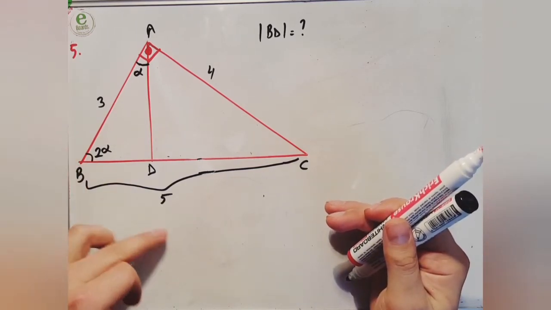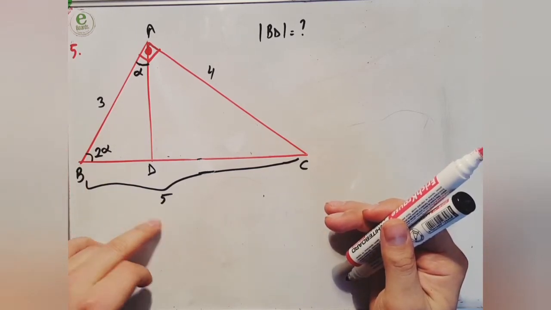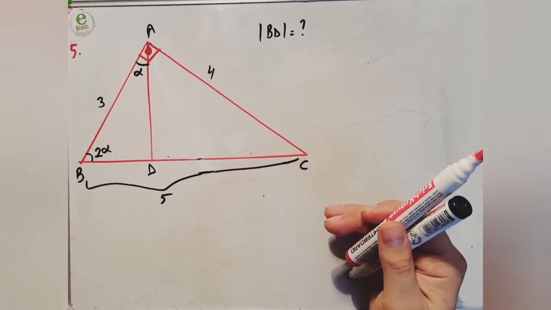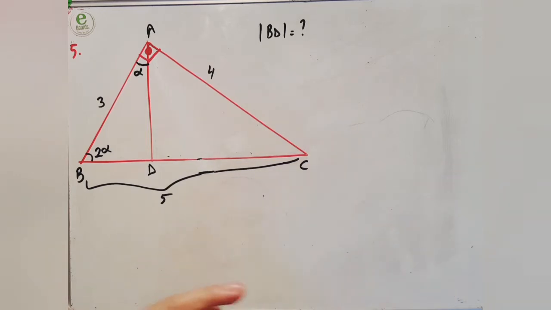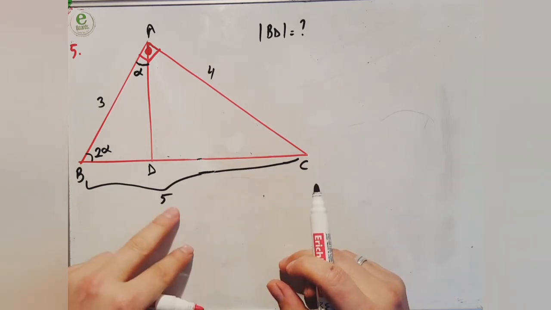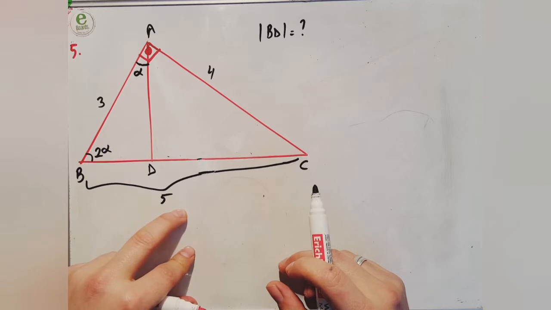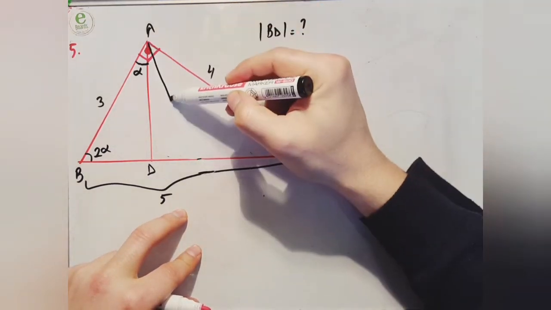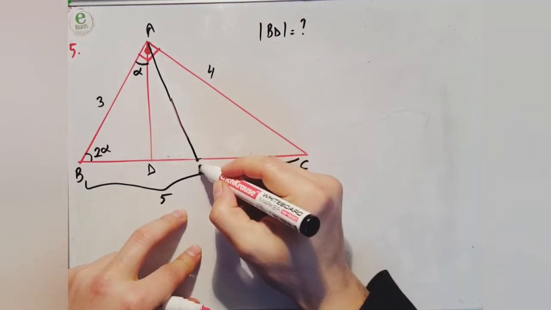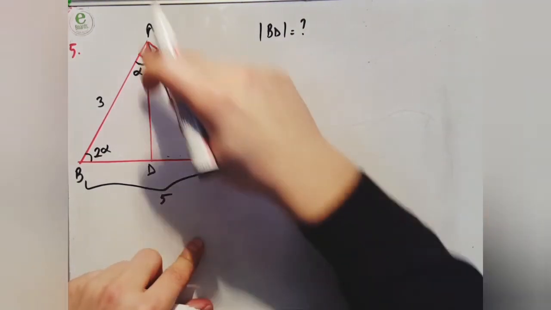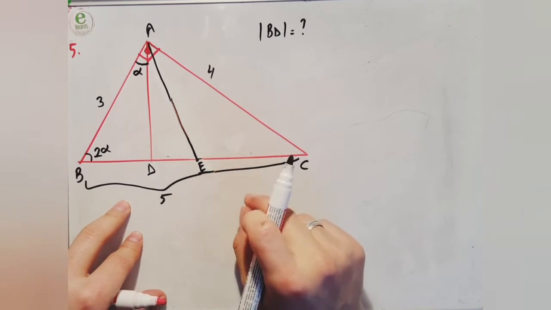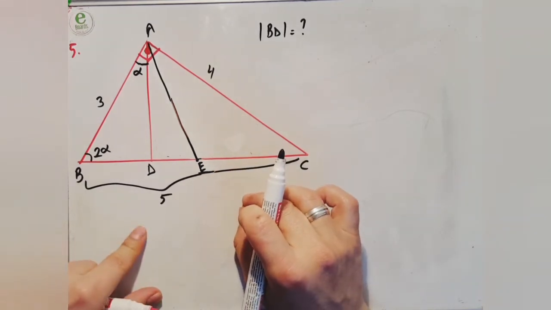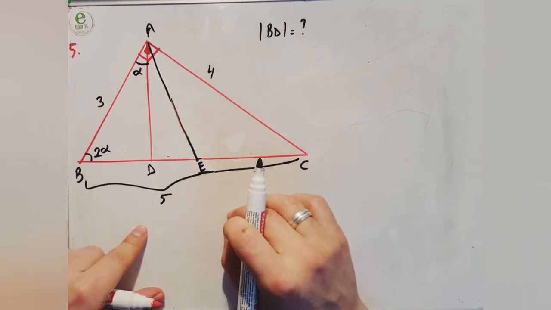For question 5, BAC is a right triangle. AB is 3, AC is 4 and BC is 5 cm. Also, the measure of angle ABD is 2 times the measure of angle BAD, so we have to find the length of BD. Okay, first let me draw the line from A to BC. It will be actually the median. The median intersects side BC at point E, which means AE is equal to BE is equal to EC, because we know that in a right triangle the length of the median to the hypotenuse equals half the length of the hypotenuse.